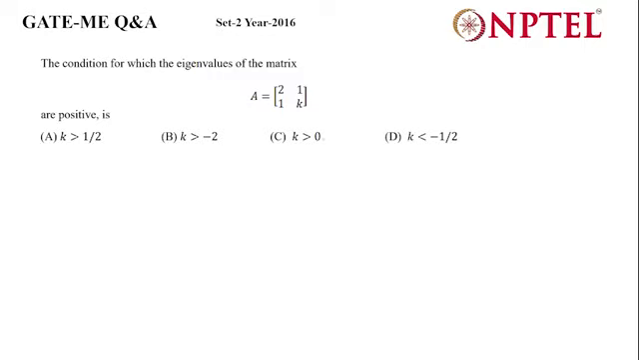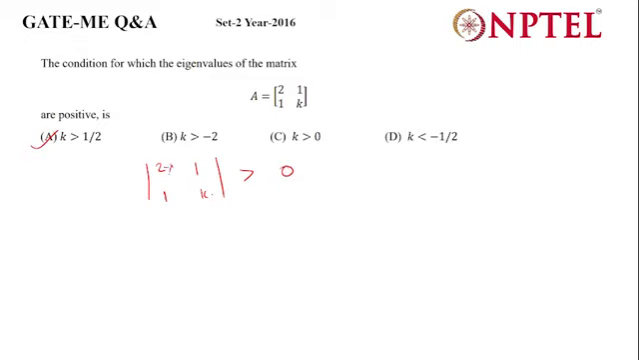Option A, ma'am. Okay, option A is correct. So again, we will follow one property: the eigenvalues of a matrix are positive if the leading minors of that matrix are positive. Okay, so what will be the leading minors of this matrix? They should be positive.